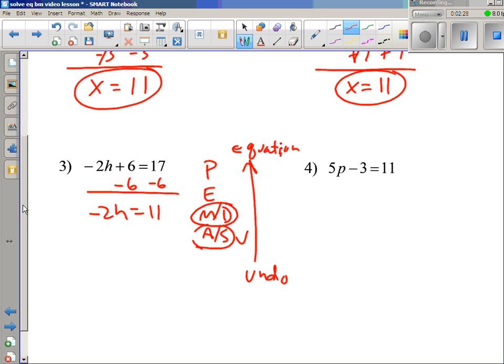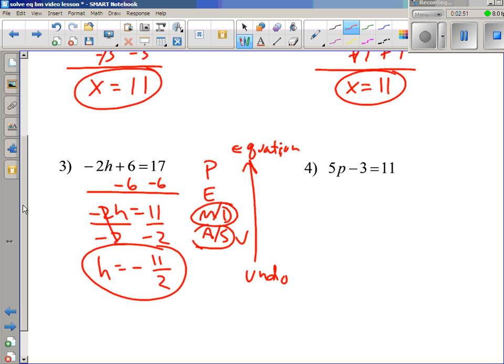There are no more addition or subtractions in here, so we move up to multiplication division. There is a times by negative 2. Undo that with divided by. And we get h equals negative 11 over 2. Not a friendly fraction, but we allow improper fractions. They're helpful when moving a slope in later lessons, but for now we just leave it as h equals negative 11 over 2.